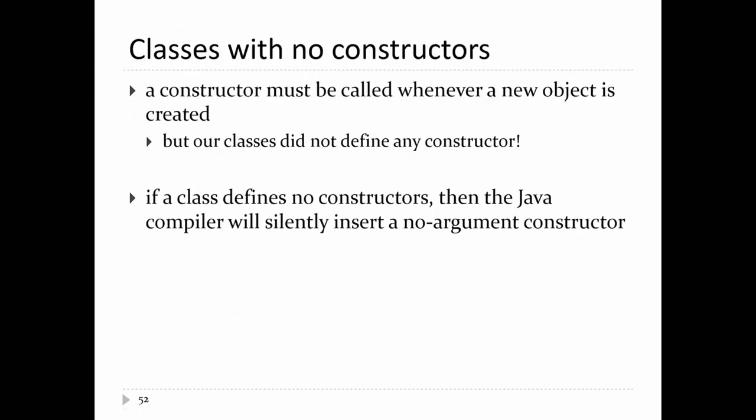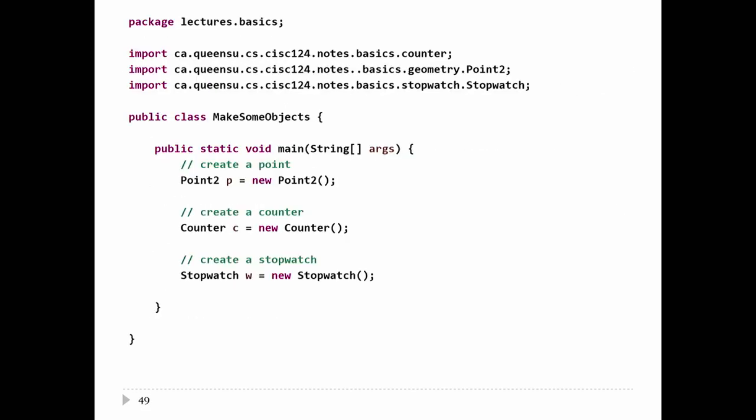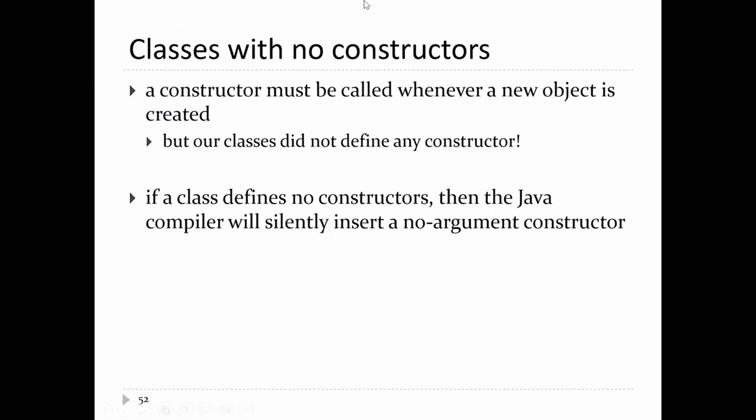Now why does this slide work? We haven't defined a constructor in any of our classes, but if you compile this program, it actually will run. In Java, if your class defines no constructors, then the Java compiler automatically makes one for you. It silently inserts a no argument constructor for you. The compiler-generated no argument constructor will go in and set your fields to some default values.